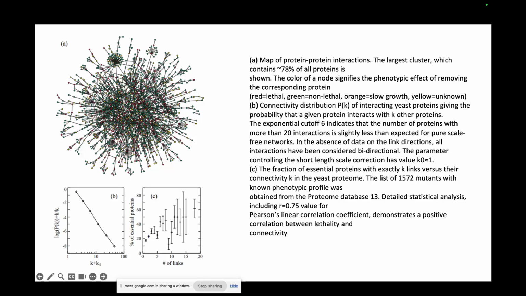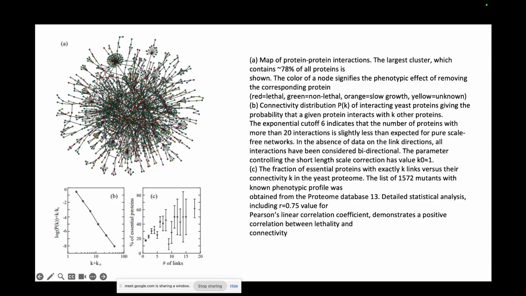If you notice, most of the reds are concentrated within the center of the network, and fewer on the periphery. You have peripheral red nodes, but most of them are concentrated inside the center, which means the more connected a particular node is, the more lethal it can become when you remove it.